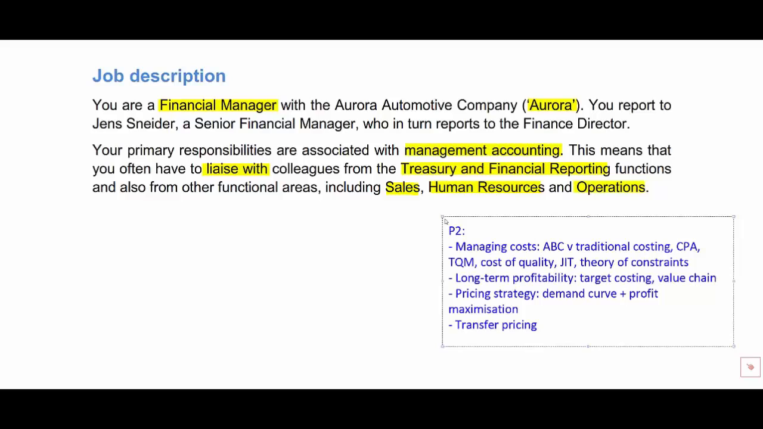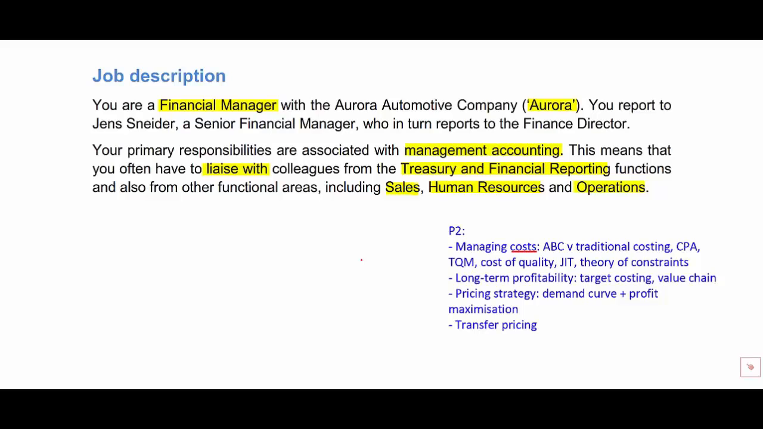Managing costs is going to be important. You think of activity-based costing versus more traditional forms of absorption costing, and we'll see the impact, for example, that this more traditional approach to costing has on the perceived profitability of different vehicle models. Later on in the pre-scene, we have lots of costing information to talk through there. CPA, you remember this stands for Customer Profitability Analysis. That will come to bear perhaps on this case.